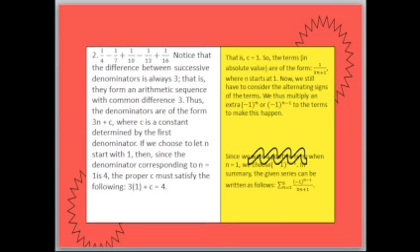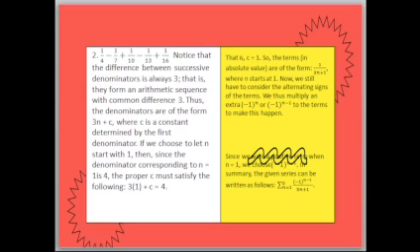Number 2, we have 1/4 minus 1 over 7 plus 1 over 10 minus 1 over 13 plus 1 over 16. So notice that the difference between successive denominators is always 3. Right? You look at the denominators. We have 4, 7, 10, 13, 16. So they have a constant difference, right?